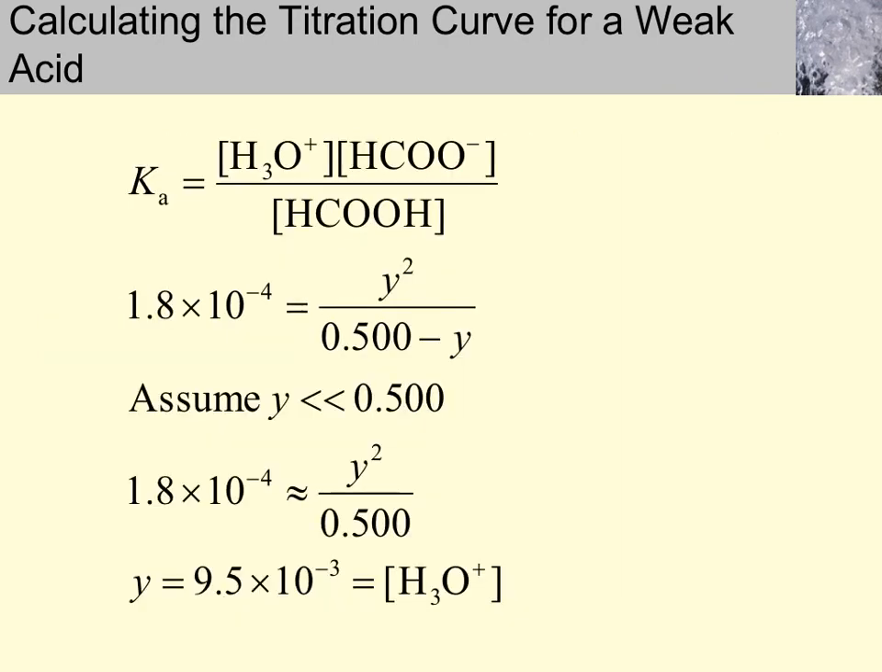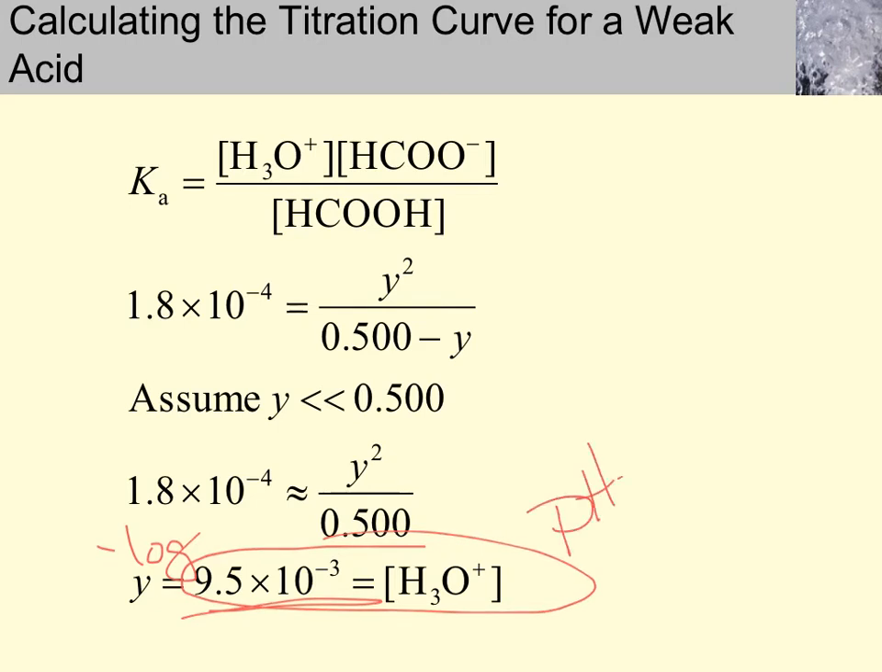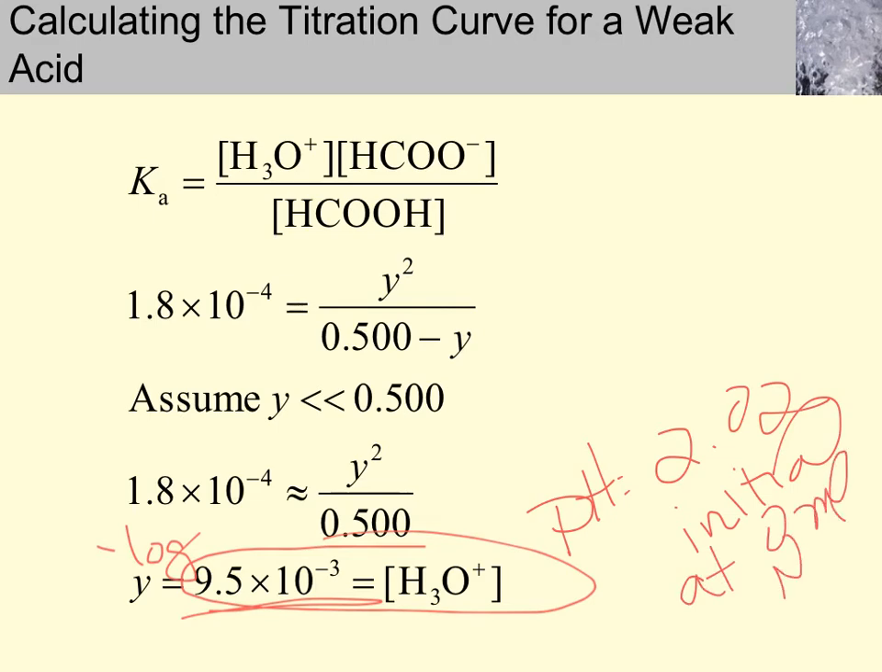When you solve for this, you should have gotten hydronium ion concentration, 9.5 times 10 to the minus 3. And then if you take the minus log of that, you will get the initial pH before the titration has begun. And that pH would be 2.02. That is the initial pH at 0 milliliters of NaOH added.